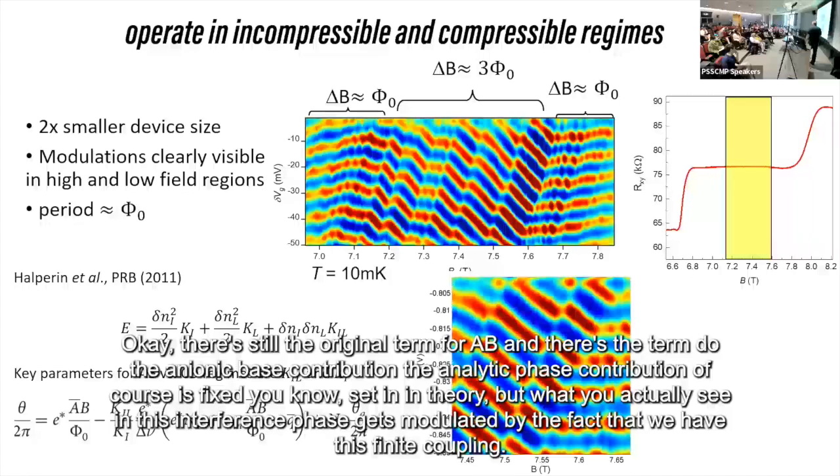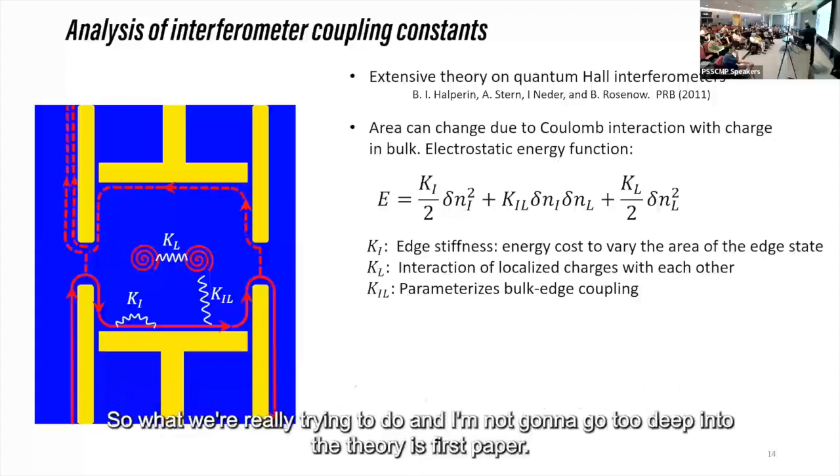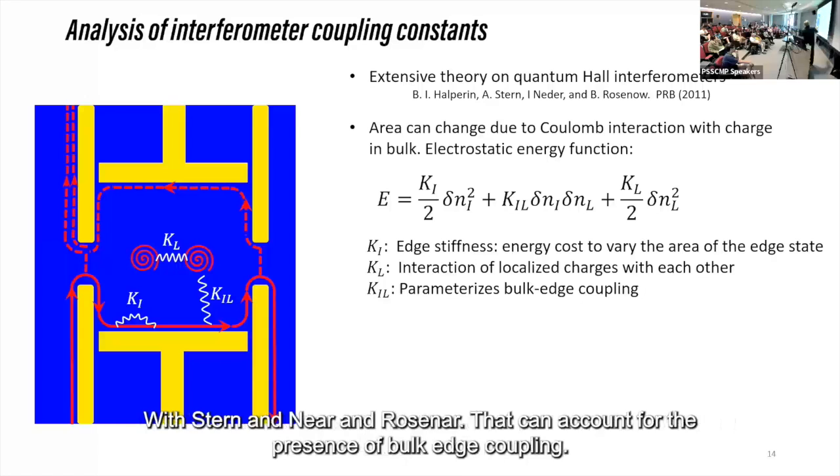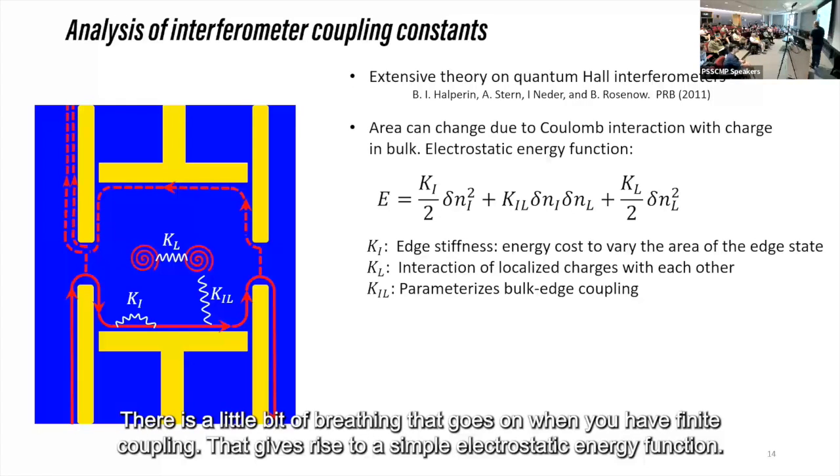That's set in theory, but what you actually see in this interference phase gets modulated by the fact that we have this finite coupling. And all these parameters in here are things that I can extract from my device. And I'm going to try to do that and determine the consequences. So what we're really trying to do, and I'm not going to go too deep into the theory, it's Bert's paper with Stern and Nader and Rosenauer, that can account for the presence of bulk edge coupling. The area, as I mentioned yesterday, can change due to the Coulomb interaction. Rather than thinking of it as this very inert object, there is a little bit of breathing that goes on when you have finite coupling.